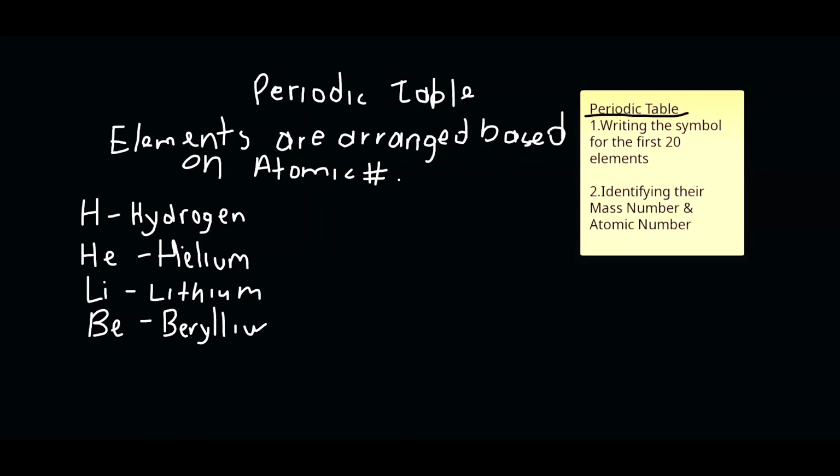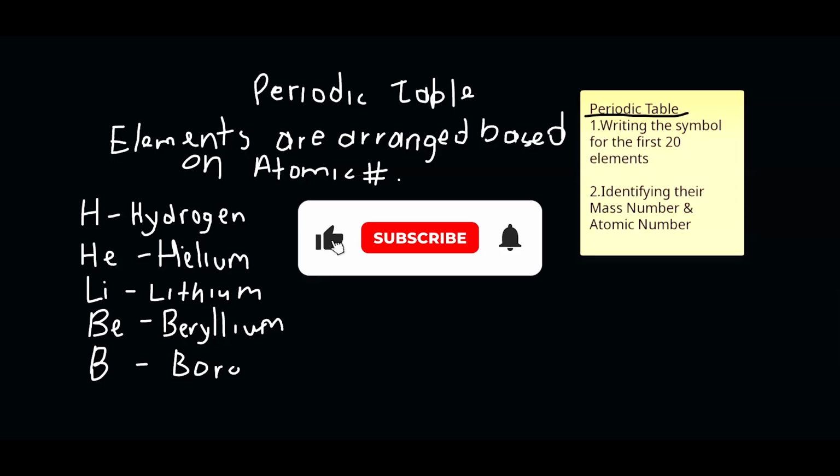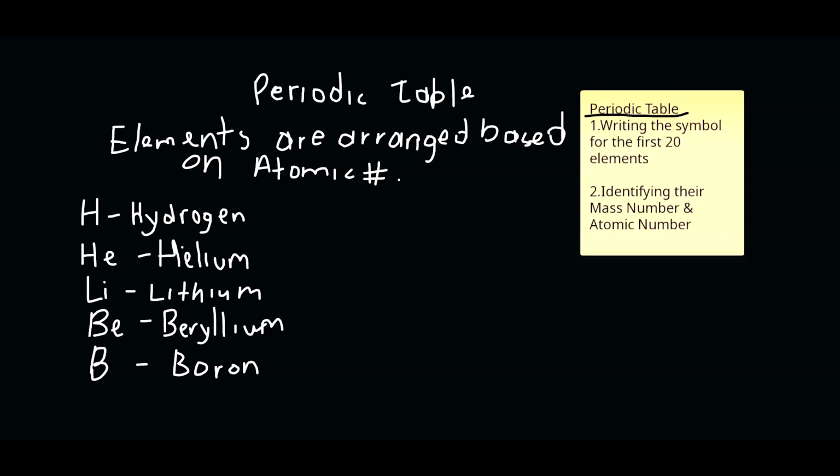And then what's the fifth one? Boron. Good. And the symbol for that is what? Capital B. So that's boron, and that's the fifth one. What about the sixth one? Carbon. That's carbon, which is represented by capital C.